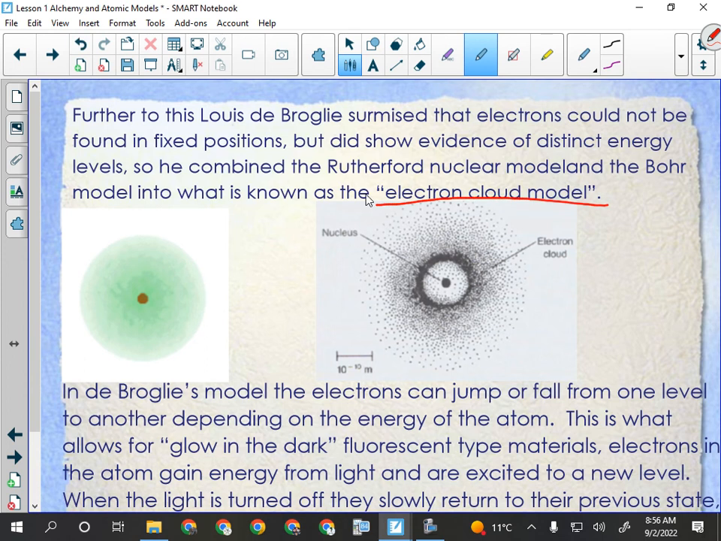So de Broglie and his electron cloud model is now what we currently accept to be what an atom actually looks like.